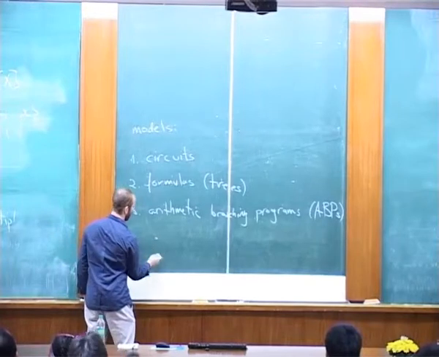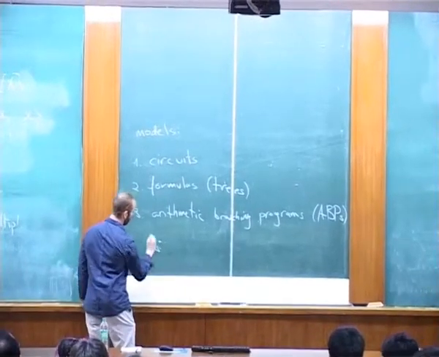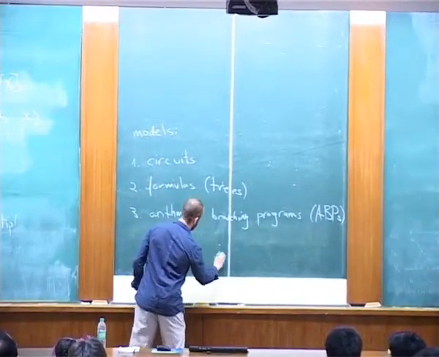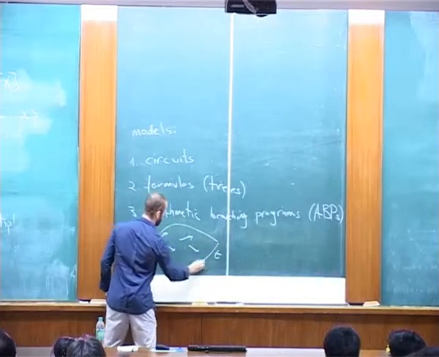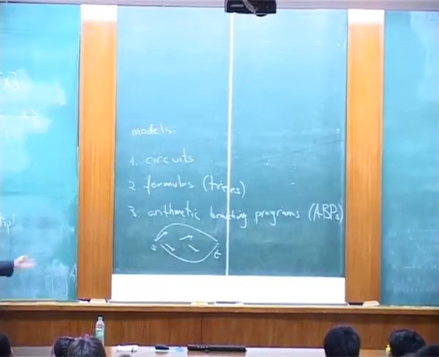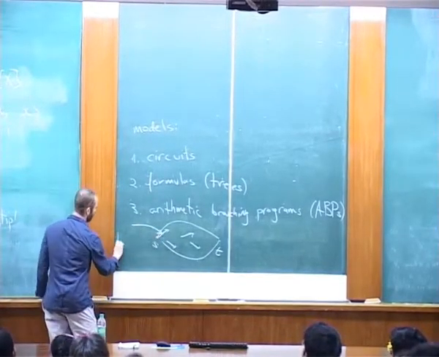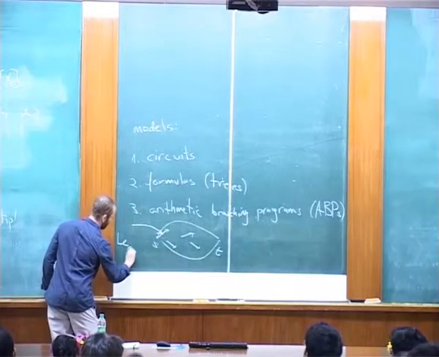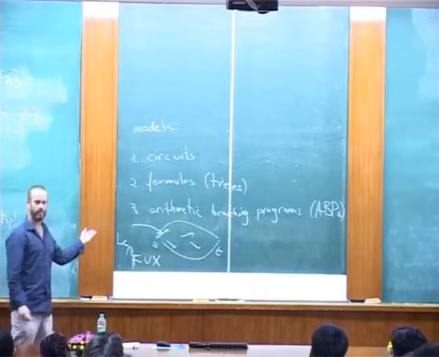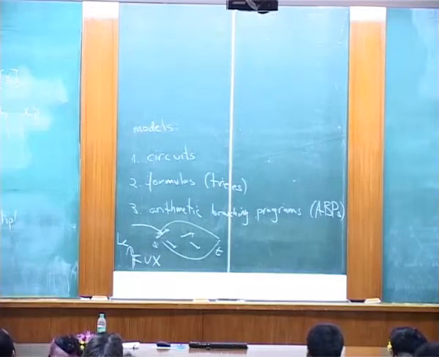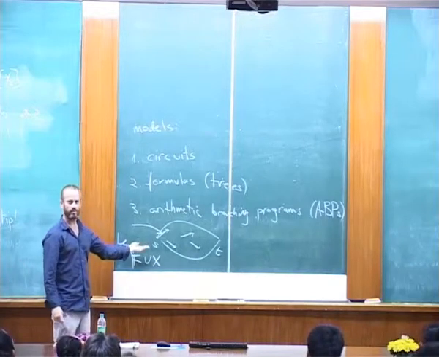An arithmetic branching program is a directed acyclic graph with two special vertices, S and T. The edges go from place to place, and there are no cycles. On every edge there is a label that is either a field element or some variable. Now, how does this compute a polynomial?